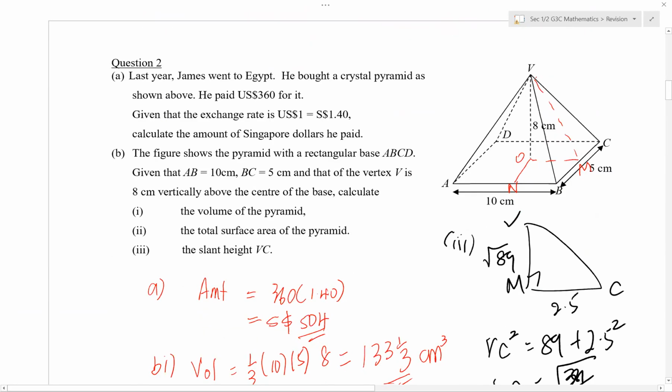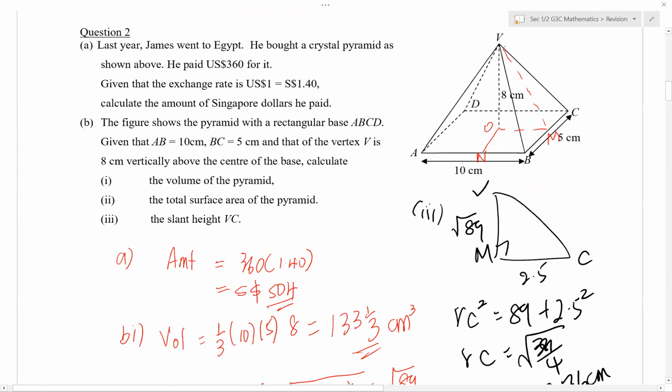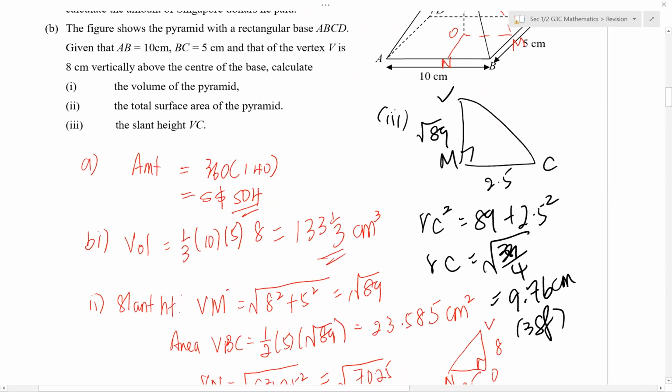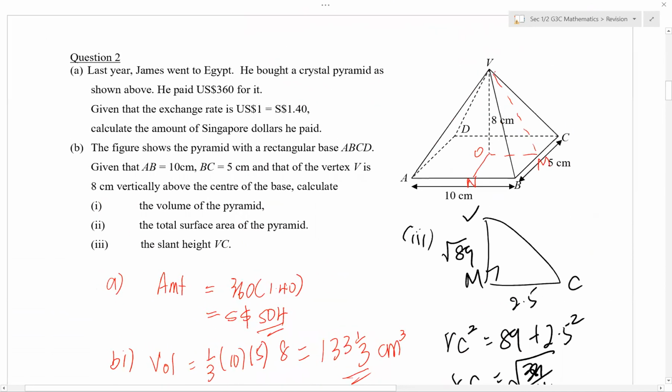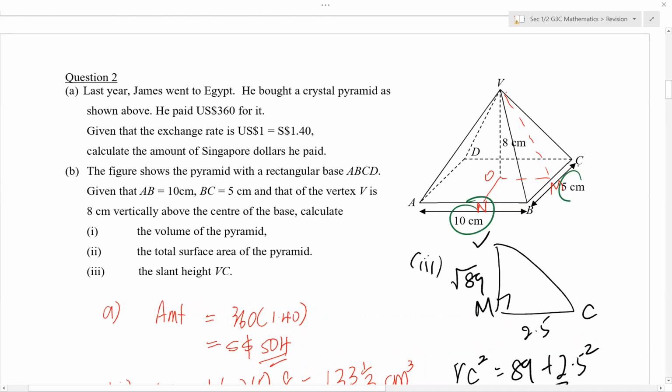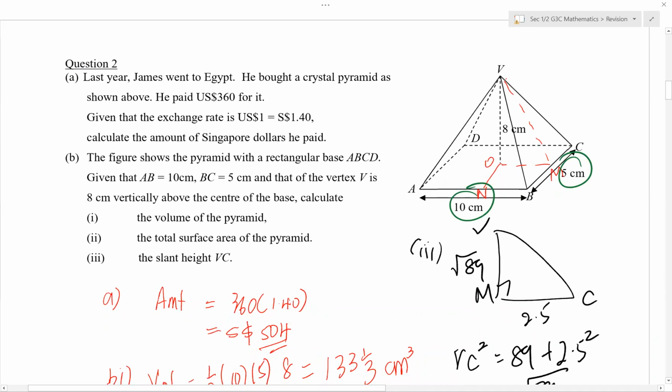Okay, next one, question 2 is what we really want to focus more on because it involves, I believe, Pythagoras theorem in this case. So there's a pyramid. It's a rectangular pyramid because the base is 10 by 5 cm. Then he paid $360 for it. So calculate the amount of Sing dollars that he paid.